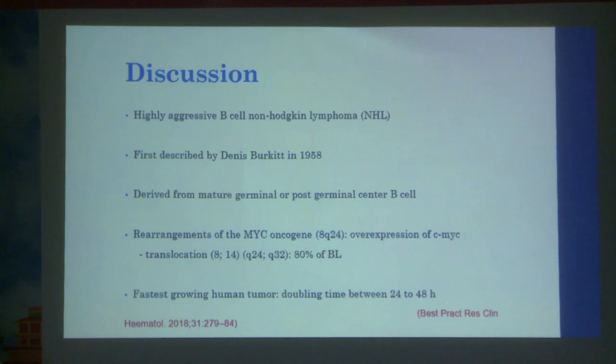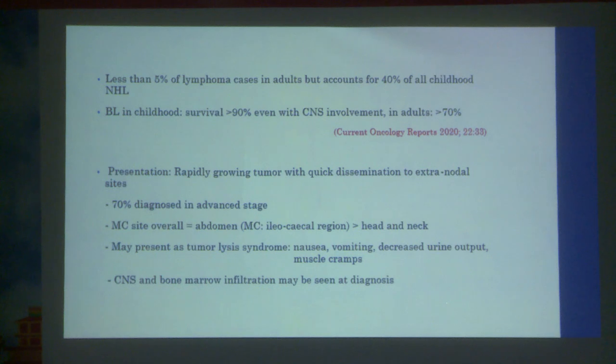Coming to the discussion of my case, Burkitt's lymphoma is a highly aggressive B-cell non-Hodgkin lymphoma derived from the mature germinal or the post-germinal B-cells, occurs due to rearrangement in the MYC oncogene, and it is the fastest growing human tumor with a doubling time of 24 to 48 hours. It is less than 5% of the cases of non-Hodgkin lymphoma in adults, but accounts for over 40% in childhood. However, the survival is very good, over 90% in children and over 70% in adults.